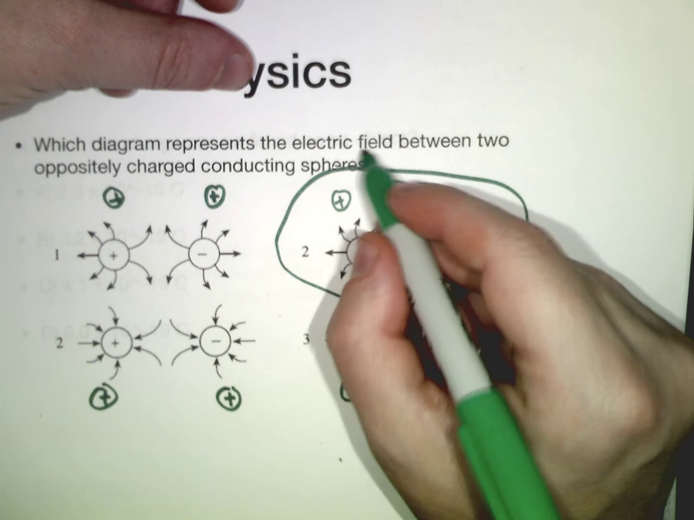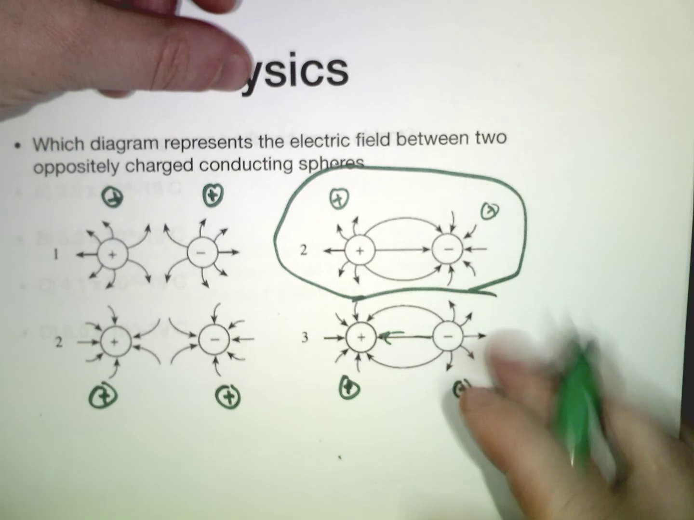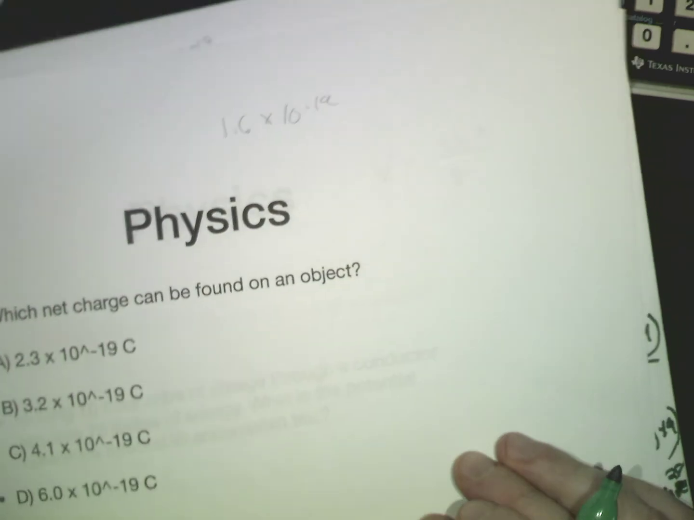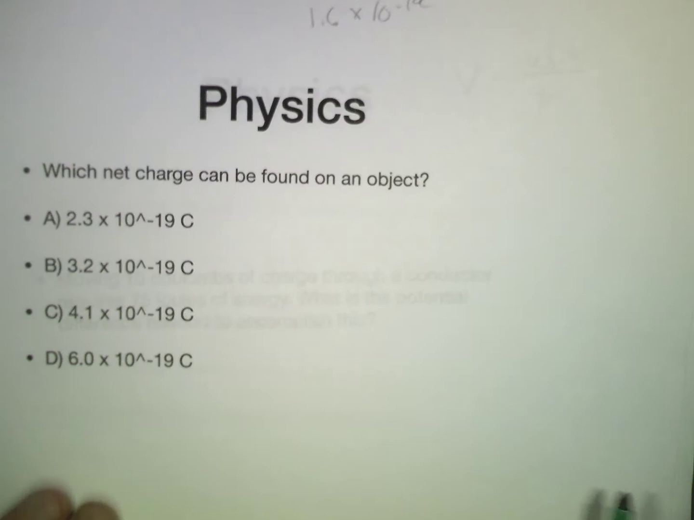So the idea here always is, how would a positive charge behave in those situations? Just imagine putting a proton there. This one looks a lot harder than it really is.